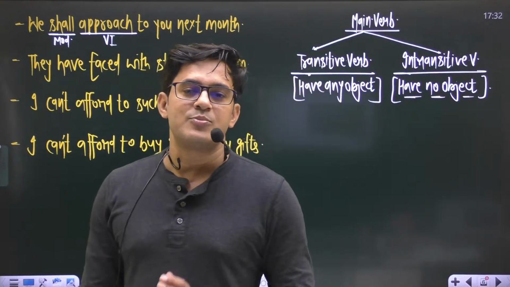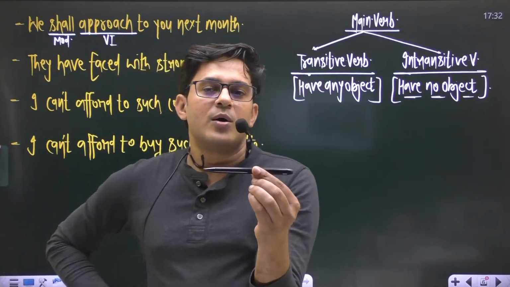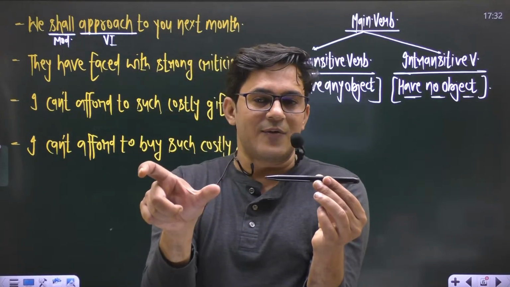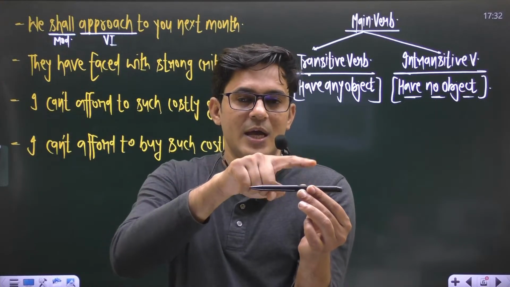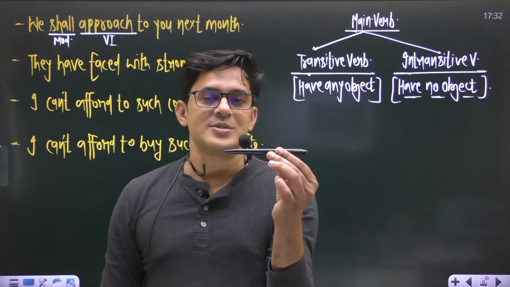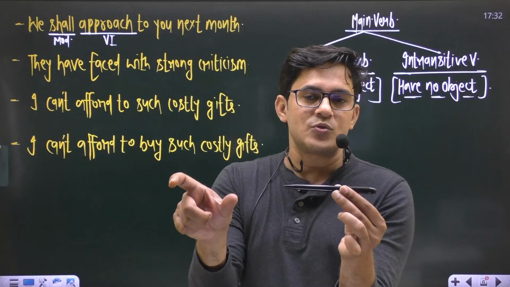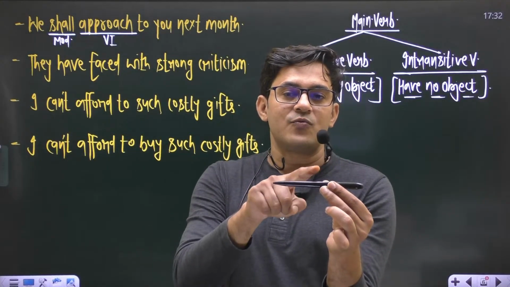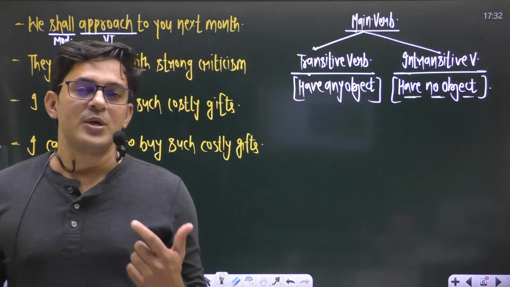There are two types of verb, transitive and intransitive. How does a verb become transitive? If you find an object after this verb, and this object receives the effect of this verb, then it means this verb is always transitive. And if you don't get any object after this verb, and you don't get any word which can receive the effect of this verb, it means the verb is going to be intransitive.